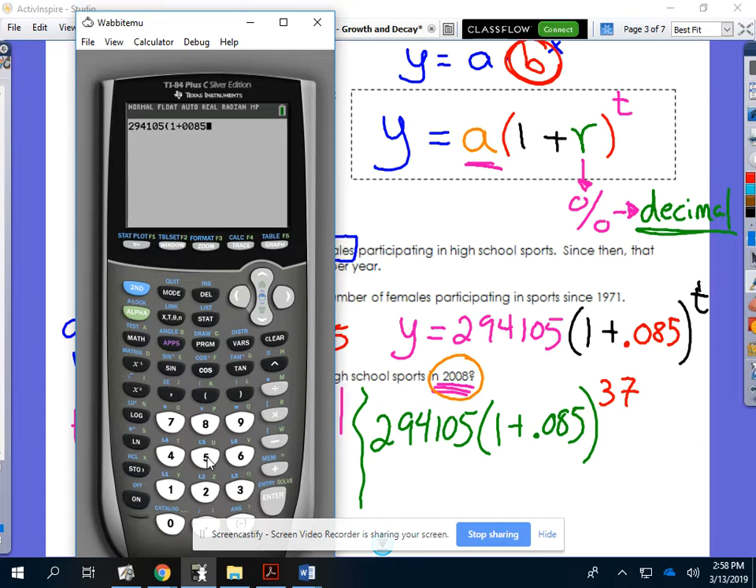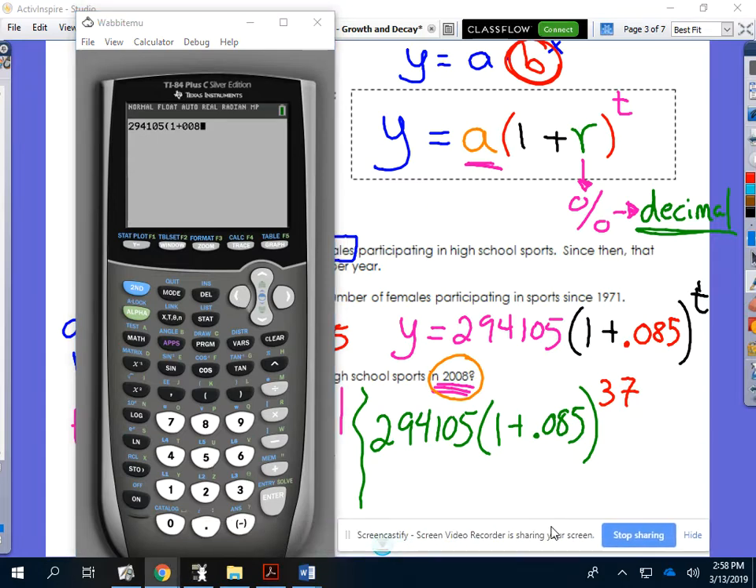0.085. Okay, my pointer is not working here. Move this out of the way. So 0.085, close parentheses, all raised. So hit the raised key right here, all raised to the 37th power. Hit enter. There we go.